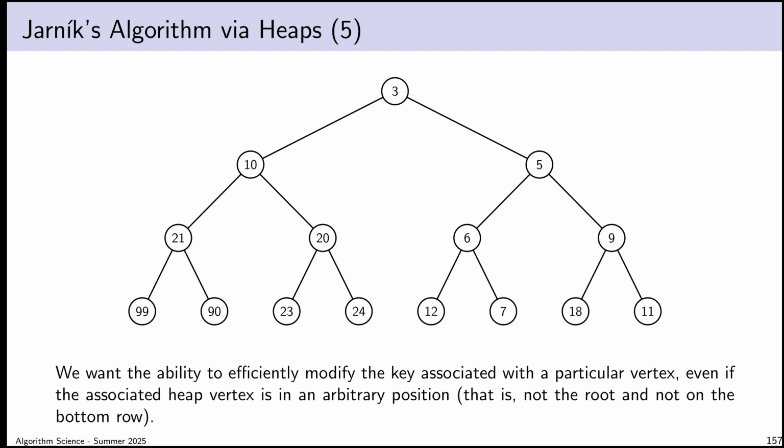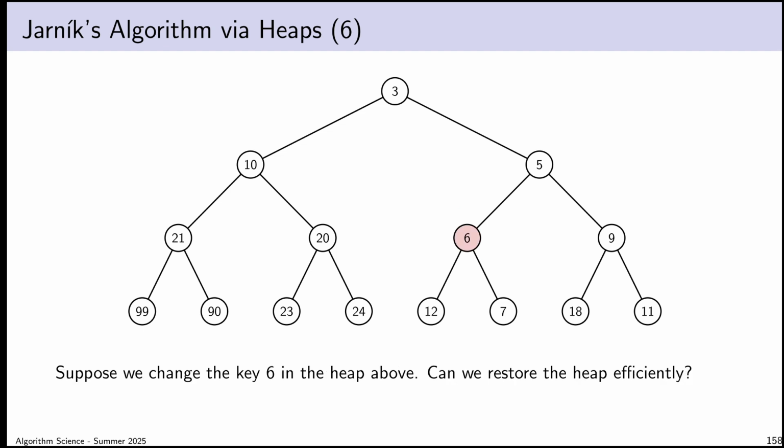So I want the ability to efficiently modify the key associated with a particular vertex, even if it's already in the heap somewhere at some arbitrary place. So not the root, not in some predictable location like the last leaf, just somewhere randomly in the middle of the heap. So suppose I change this to be something else. Can I restore the heap? And the answer is, as it turns out, yes.